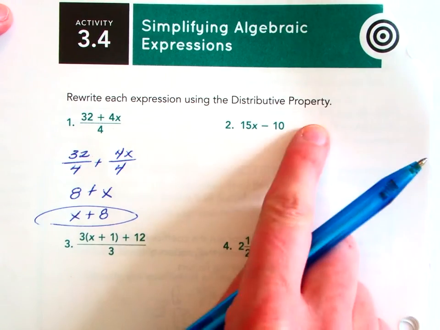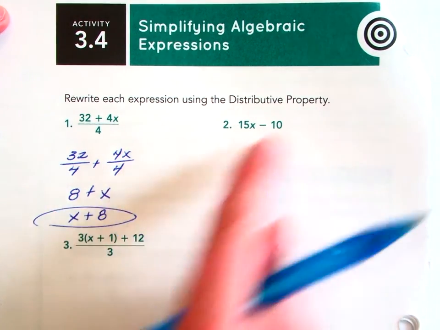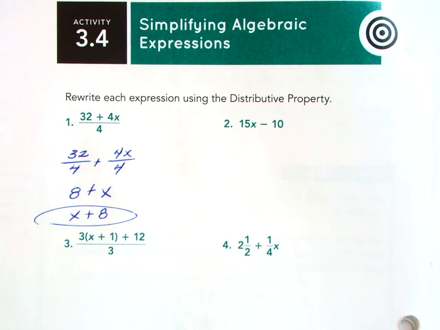All right, they want us to continue to use this distributive property for 1, 2, 3, and 4. Please pause the video, give 2, 3, and 4 a try. When you resume, we'll work together on the answers.